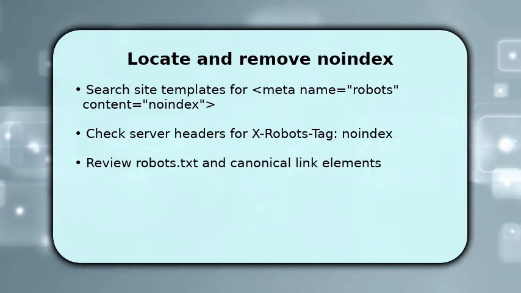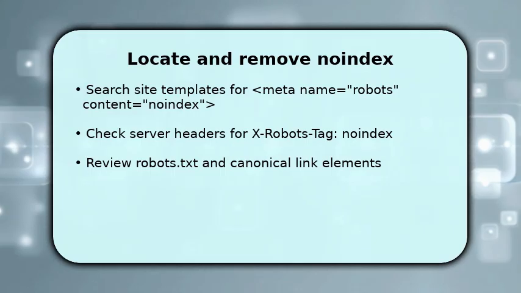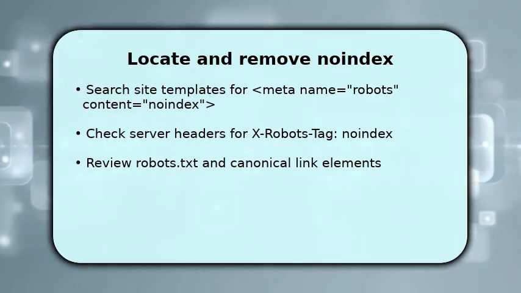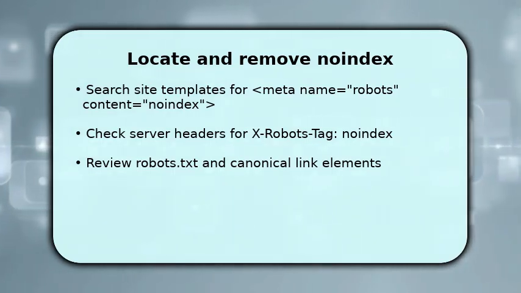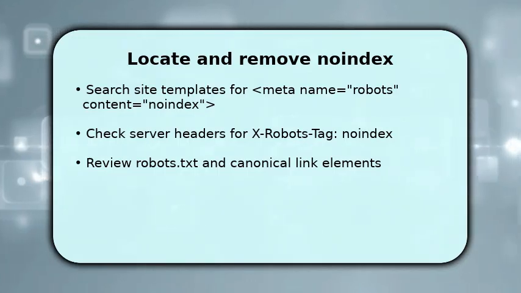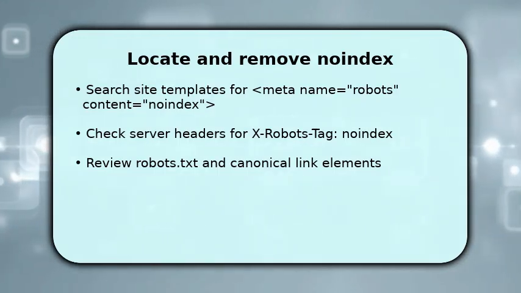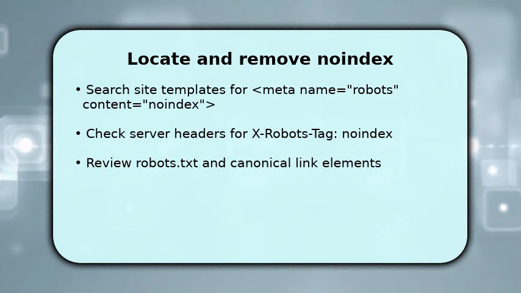If canonical or robots.txt mistakenly block crawling, update them accordingly. After each change, clear caches and deploy. You want live content and headers to reflect removal before asking Google to reprocess.